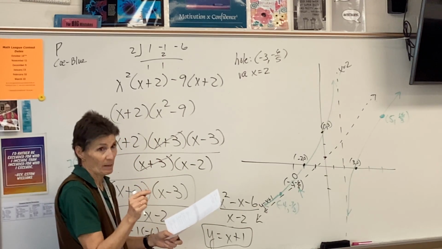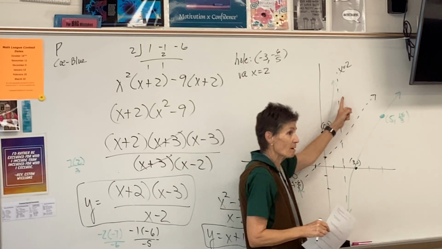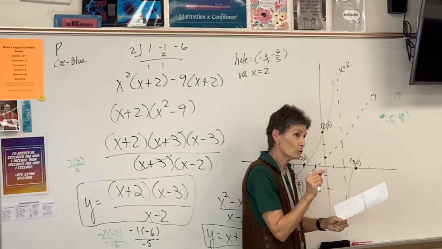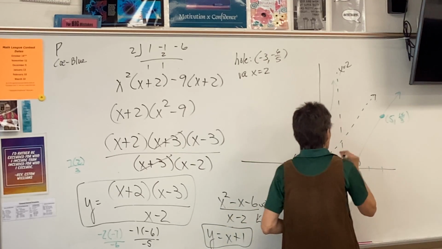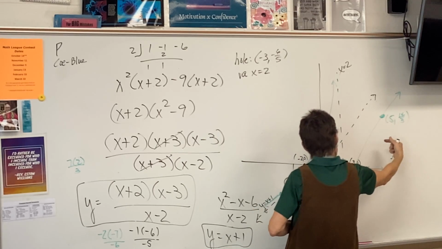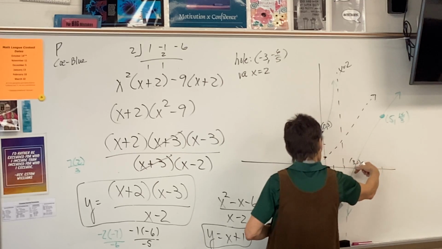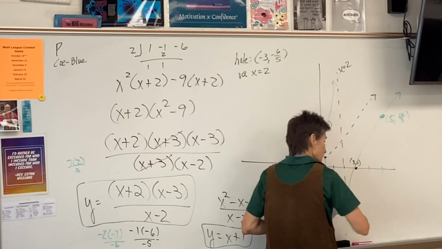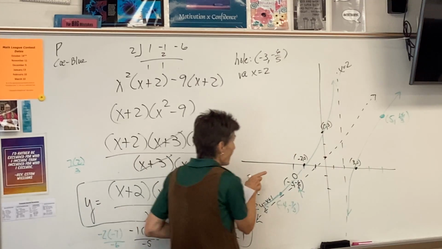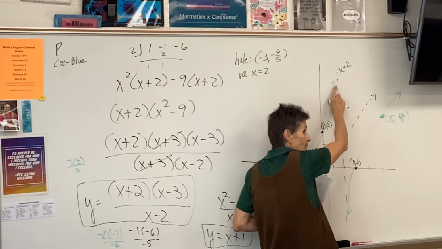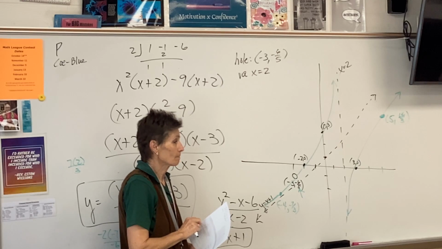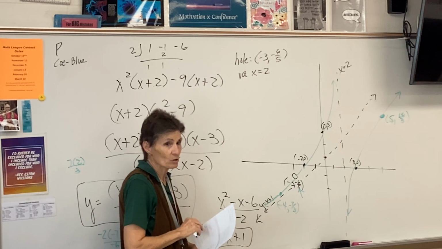How about x approaches 2? Well, now 2 is very special, because 2 is my vertical asymptote. So the first one says approaching 2 from the right. So here's 2, what happens as I approach 2 from the right? Which way is my pencil going? Negative infinity. And then what about from the left? Positive infinity. Any question about that?